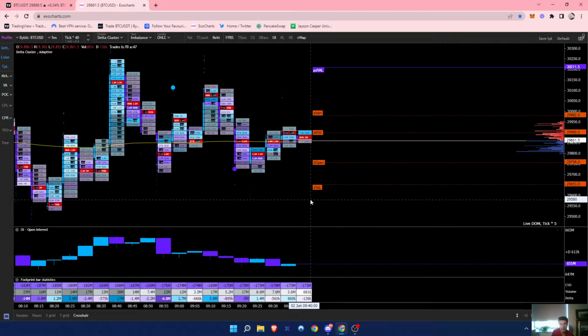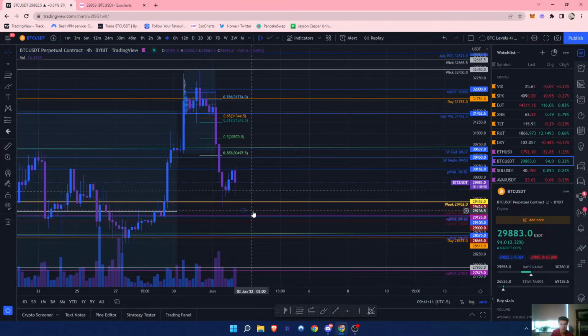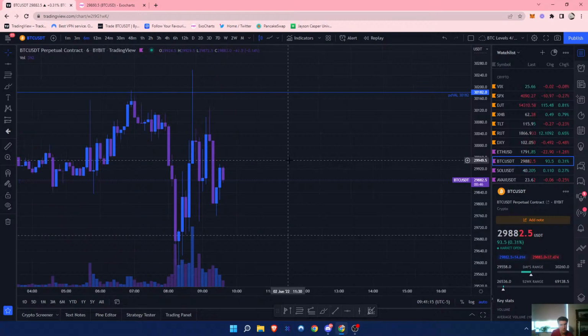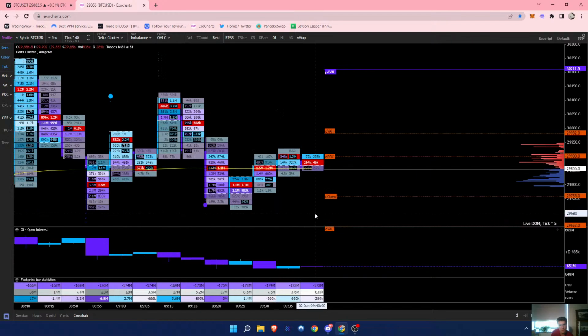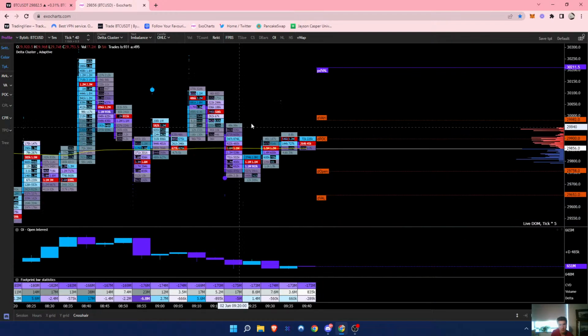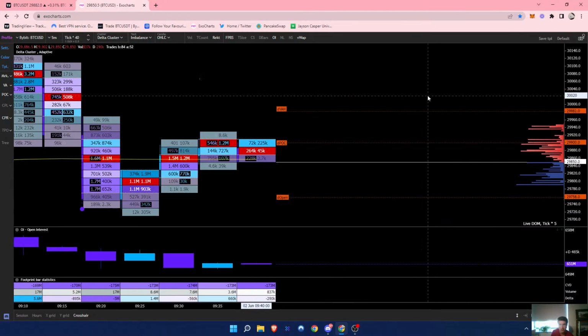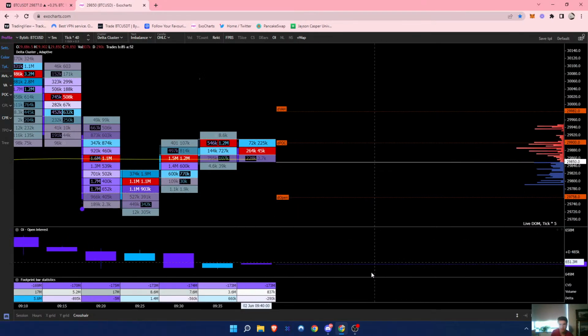But yeah, I'll stay on this long. Probably get stopped out or something. I don't know, possible swing failure pattern on this high. Again, there's not much volume, so it's kind of hard to trade.